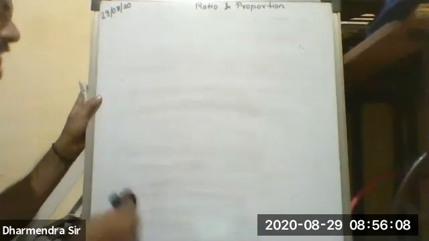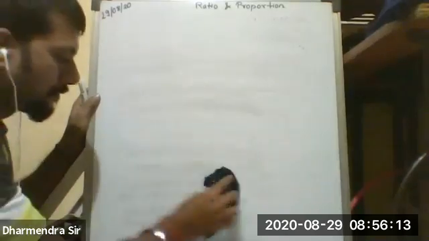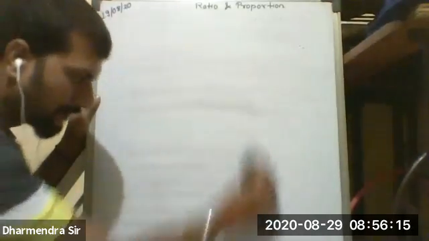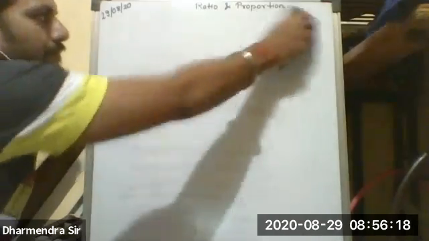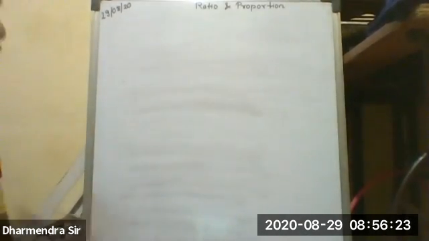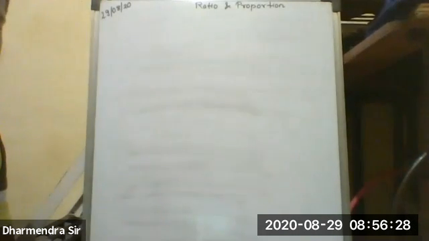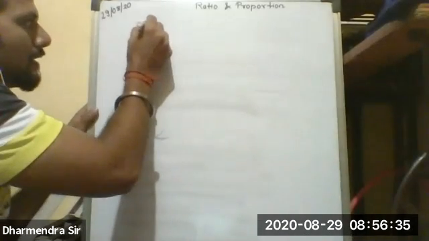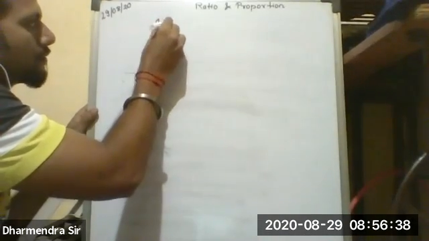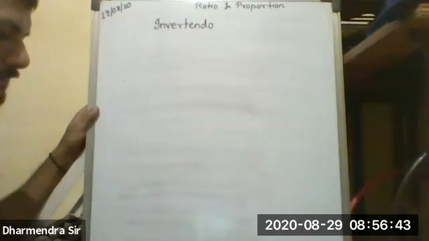As we know, when we talk about operations on numbers, what types of operation do we have? When we deal with numbers, we have addition, subtraction, multiplication, division, and their combinations. So when we talk about operations on equal ratios, first we will discuss invertendo.